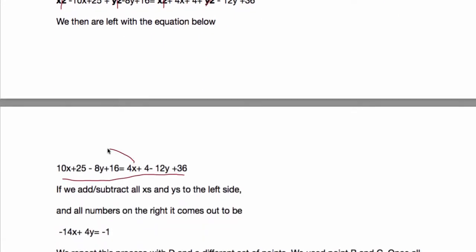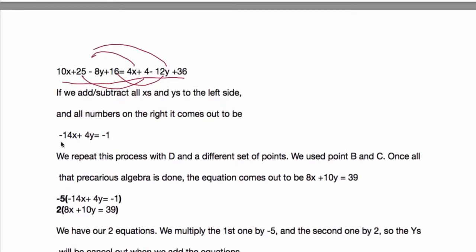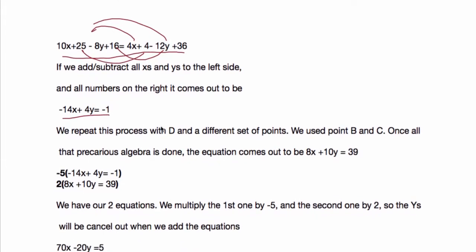Now if we add or subtract the x's and the y's to this side and the numbers to this side, we get negative 14x plus 4y equals negative 1. Now we repeat this entire process with point D and another set of points. We use point C and B. Once the algebra is done, the second equation comes out to be 8x plus 10y equals 39.